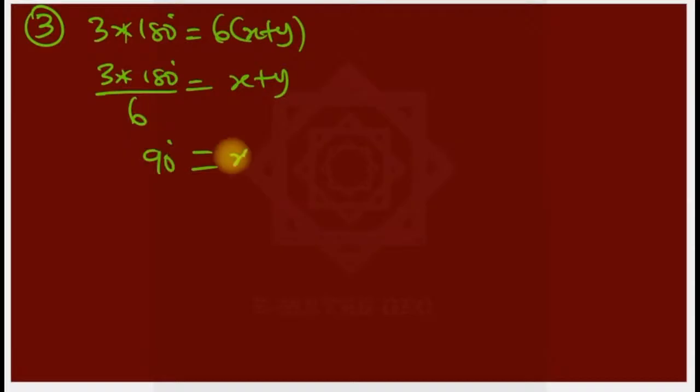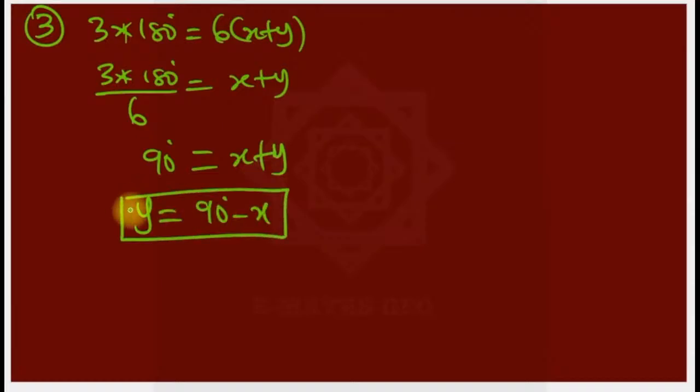But they told us to make y stand alone. So y stands alone, and x moves. So we have 90 minus x. That's our answer. We've made y the subject of the formula, or we've written it in terms of x.